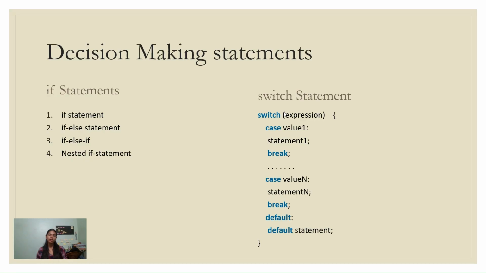Now, as we already know what kind of controlling statement is used and when it is used, it's time to look into the syntax of these decision making and other statements that we are going to use in our programming. So let's get started and first understand the if statement in Java. There are four types of if statement: normal if, if else, if else if, and nested if. So what is the syntax of this?